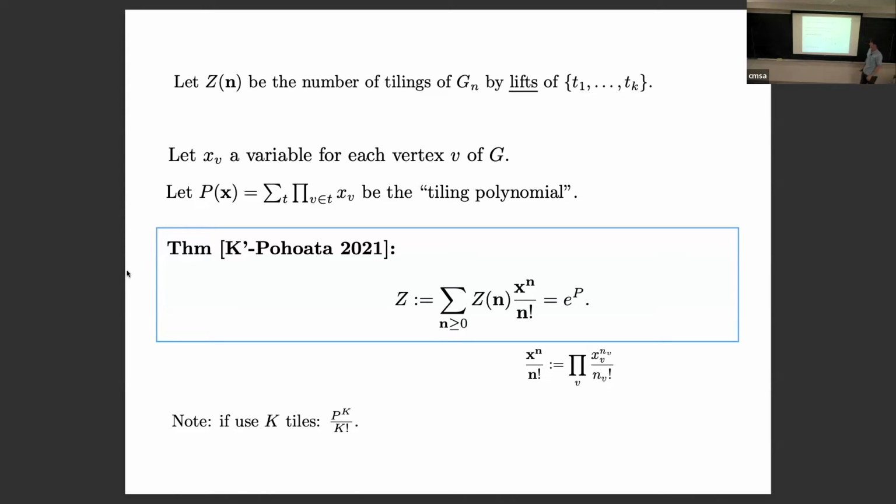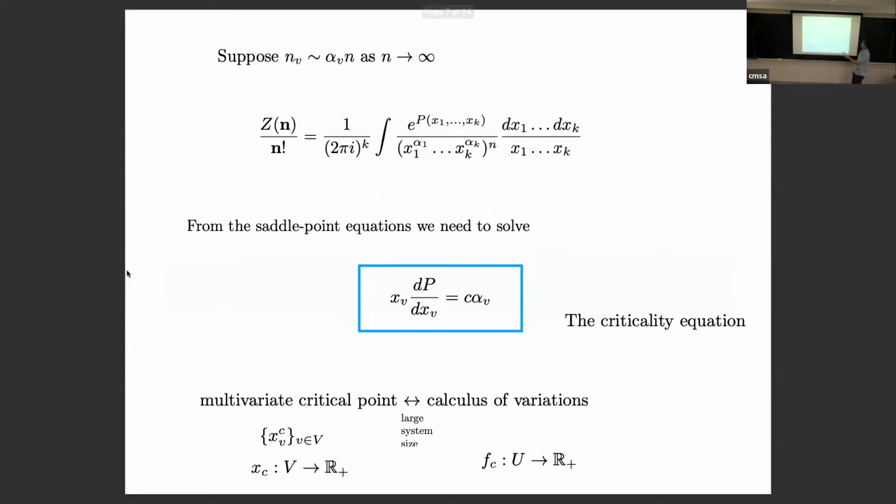However, there is something you could do in this situation, which is to let n get large and use a saddle point method. And that's the basic idea. We're going to let the multiplicities all go to infinity at the same time here with some rates. Suppose that each vertex multiplicity goes to infinity in the form alpha v, a constant, times n as n goes to infinity.